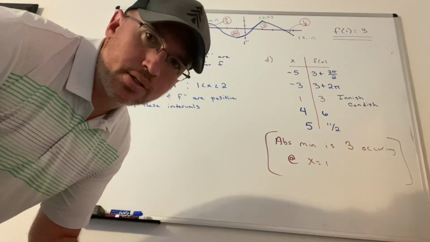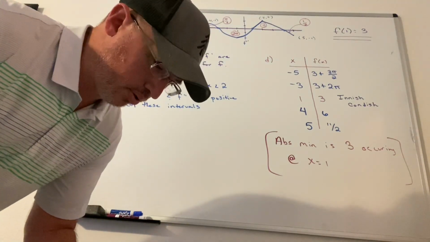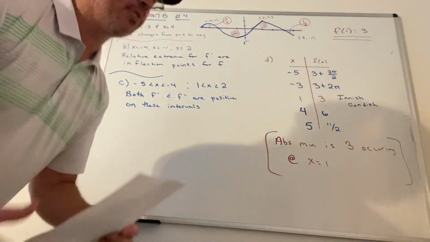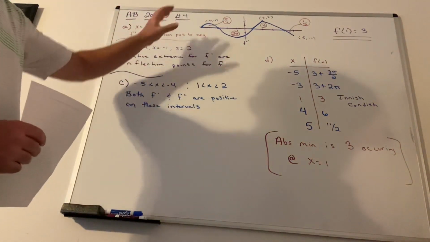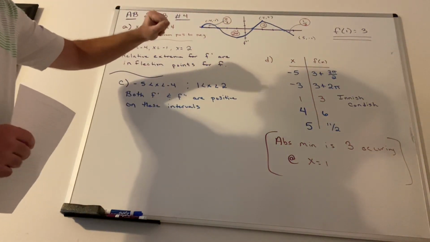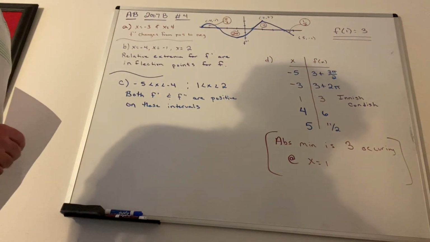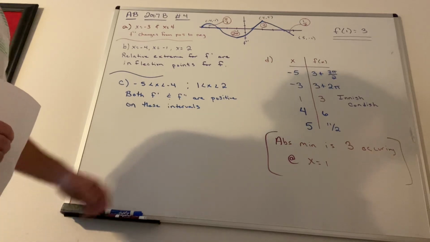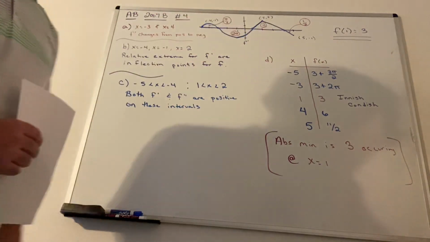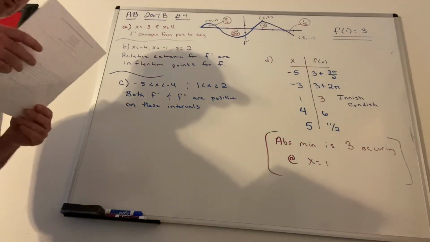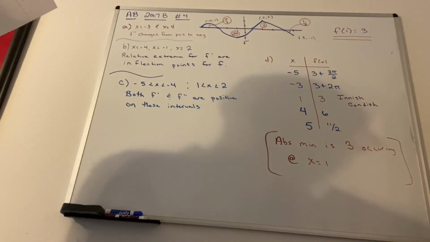All right, this is 2007 Form B number 4, and it's a derivative graph. Here's the derivative graph drawn for you. I went ahead and marked what the areas were in each of the shapes because you're going to need that going forward. And you were told that f of 1 is equal to 3. Part A says to find the values of x where f has a relative max and justify.